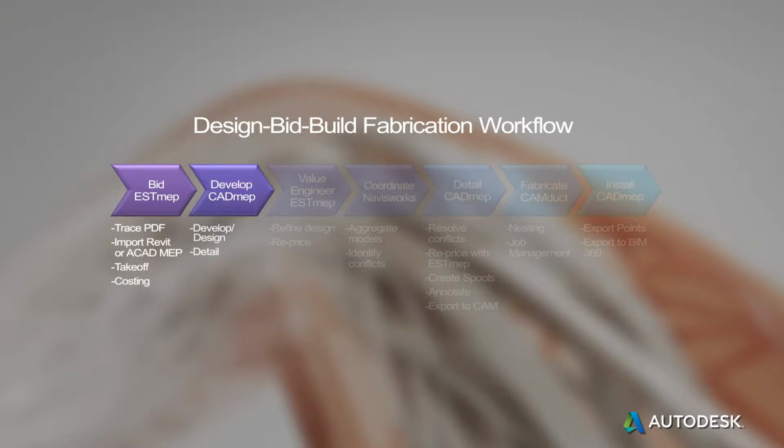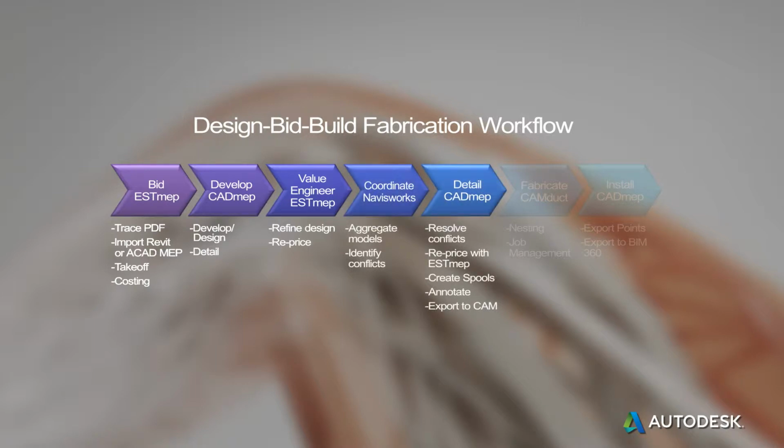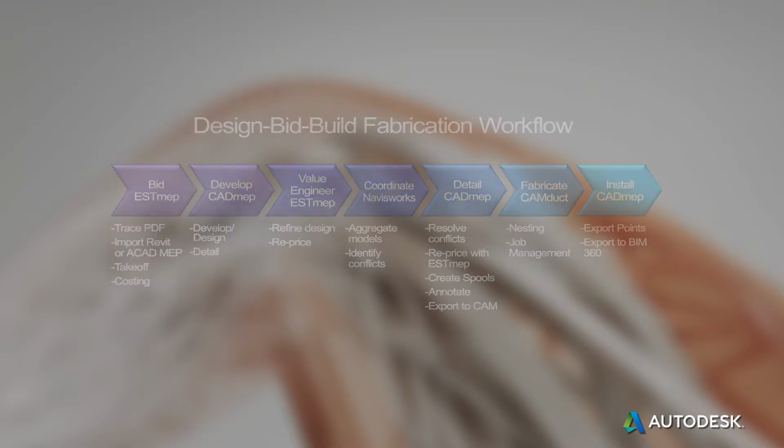Once the bid is won, Fabrication CADmep is used to develop and detail the design. Value engineering can occur to reduce construction costs. Fabrication CADmep then creates drawings and exports the information to Fabrication CAMduct for fabrication. Finally, record documents, also known as as-builts, can be created with Fabrication CADmep for delivery to the owner.